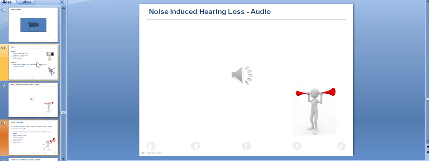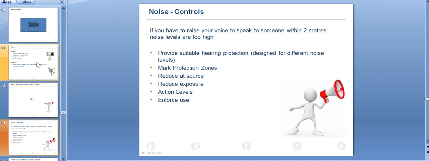Noise includes hearing loss. For noise control: if you have to raise your voice to speak to someone within 2 meters, the noise level is too high. Provide suitable hearing protection designed for the different noise levels. Make a protection zone, reduce at the source, reduce the exposure, set an action level, and enforce use.